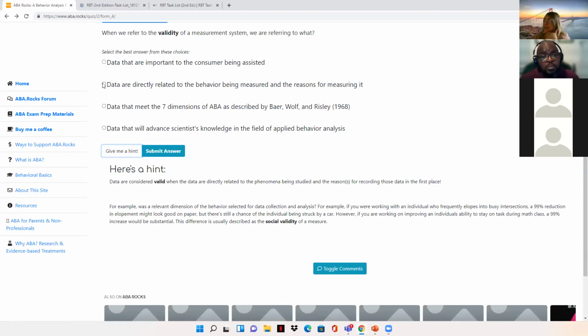So I believe that B is correct. For example, was a relevant dimension of the behavior selected for data collection for analysis? For example, if you're working with an individual who frequently elopes into busy intersections, a 99% reduction of elopement might look good on paper, but there's still a chance of the individual being struck by a car. However, if you were working on improving an individual's ability to stay on task during math class, a 99% increase would be substantial. The difference is usually described as social validity.